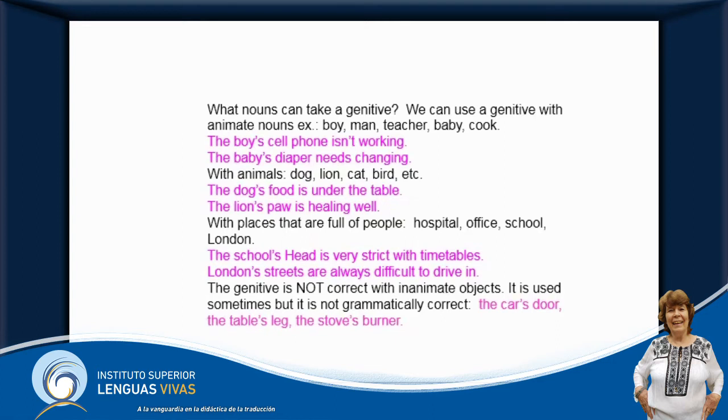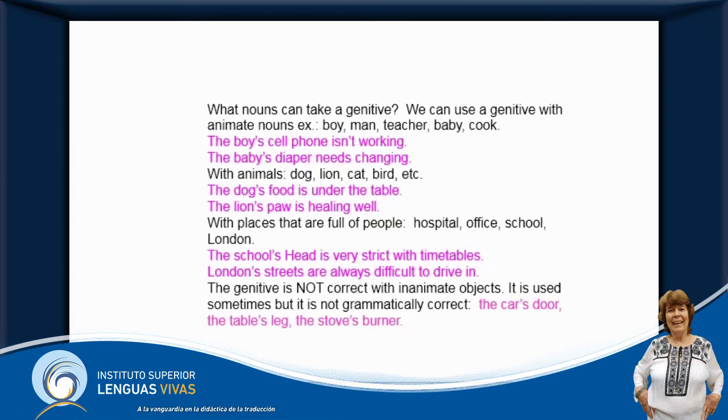It can also be used with places that are full of people, for example, hospital, office, school, the names of cities or countries. There you can use the genitive also. For example, you have here: the school's head is very strict with timetables, and London's streets are always difficult to drive in. Those are perfectly grammatically correct.